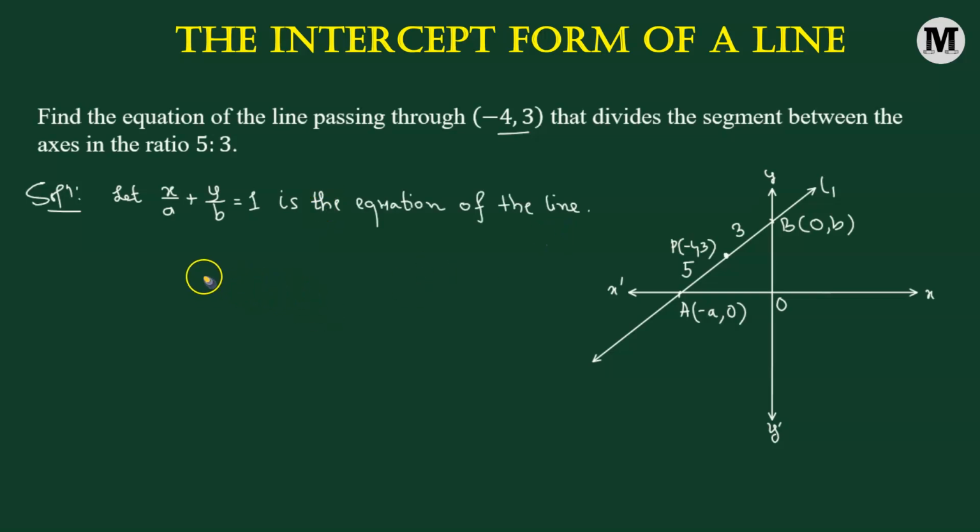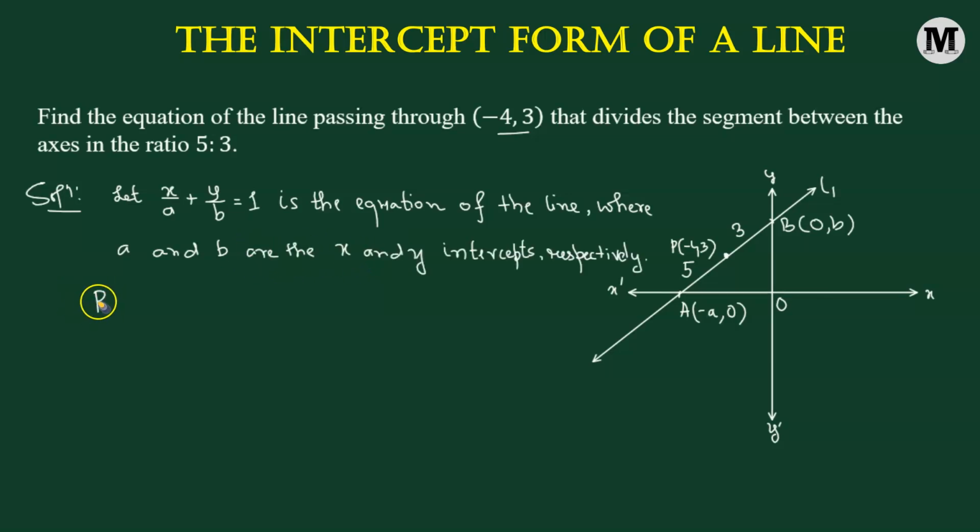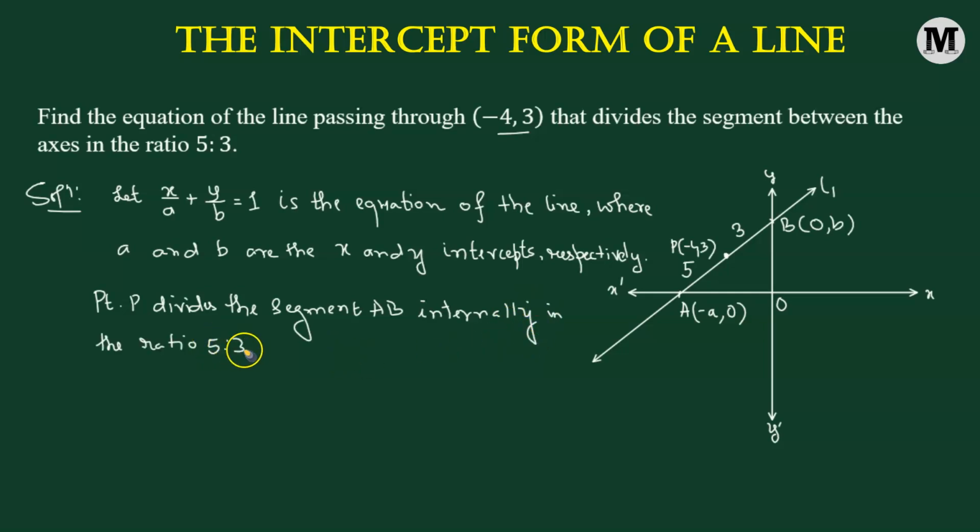Fine. Now we have here a and b representing the x and y-intercepts of the line. Now clearly it's seen here that the point P divides the segment AB internally in the ratio 5:3. So in essence, what we are saying here is that the ratio of AP to PB is 5:3.